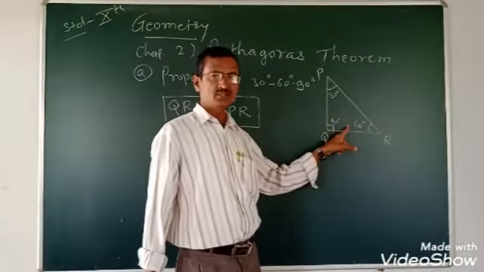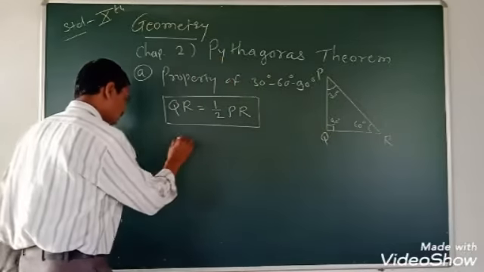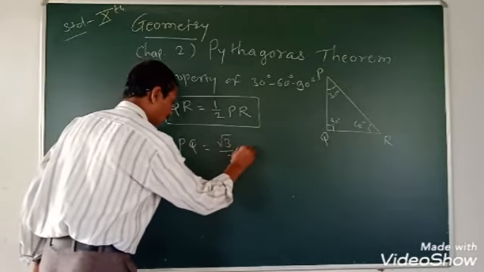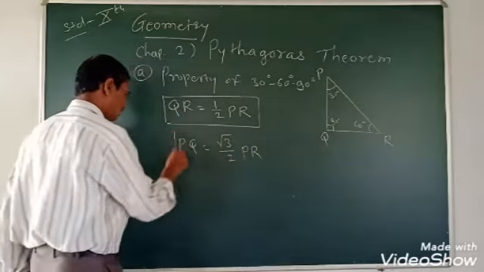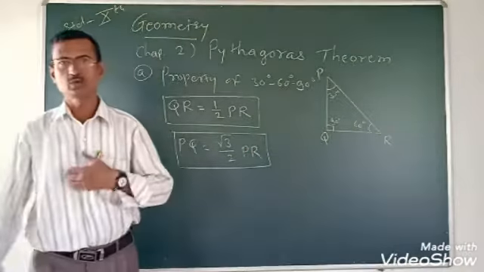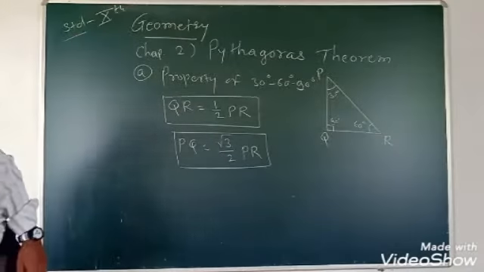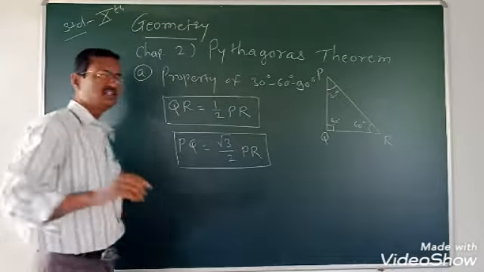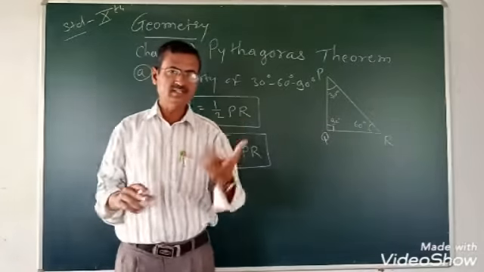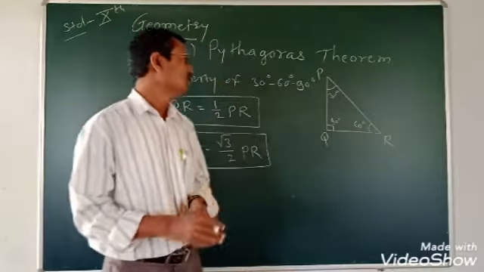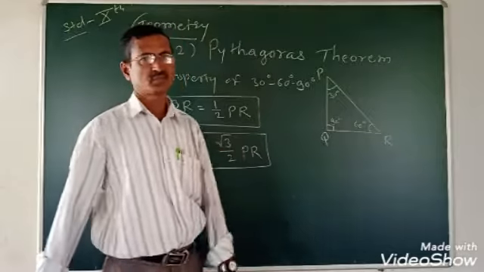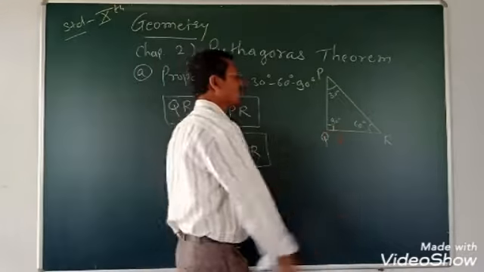And the side opposite to the angle 60 degree is PQ, which is equal to root 3 upon 2 of the hypotenuse. The side opposite to the angle 60 degree is root 3 upon 2 of the hypotenuse. The proof of this is not given and not asked for in the annual exam or board exam. Only some examples are given based on this property of the angles 30 degree, 60 degree, 90 degree.